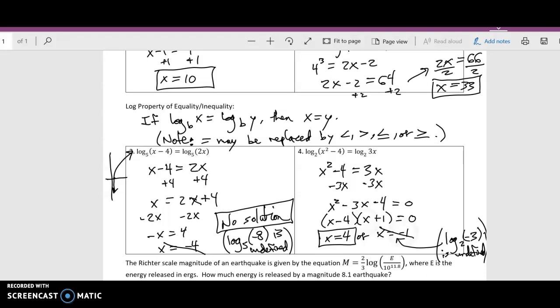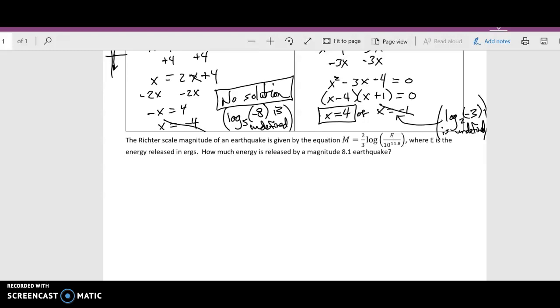Okay. And this last little problem, it's about the Richter scale. It says the Richter scale magnitude of an earthquake is given by this. M equals 2/3 log, and that's base 10 because there's no base written, of E over 10 to the 11.8, where E is the energy released in ergs. I think that's how you pronounce that. How much energy is released by a magnitude 8.1 earthquake? Well, 8.1 is our magnitude. It's equal to 2/3 log of E over 10 to the 11.8.